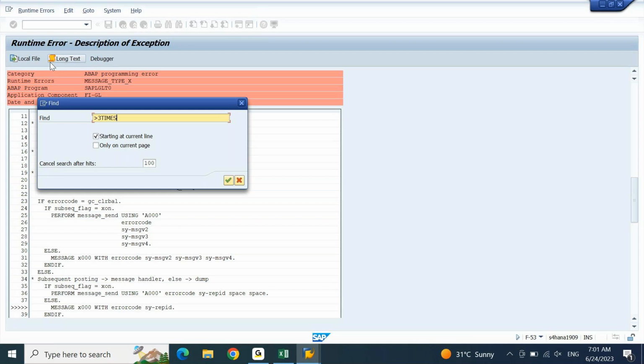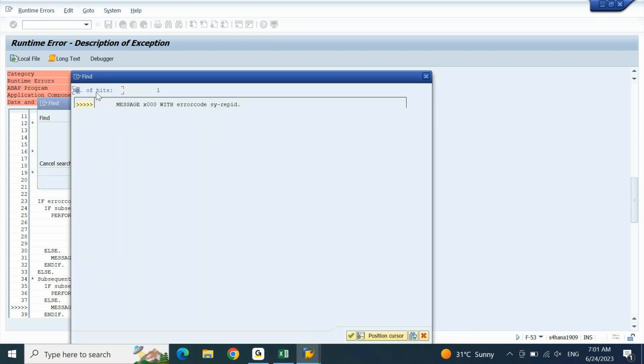Greater than sign 3 times. This one? No, no, no. So we have to enter greater than, greater than, greater than. And deselect the starting at current line. This one you mean to say? Yes, yes, yes.